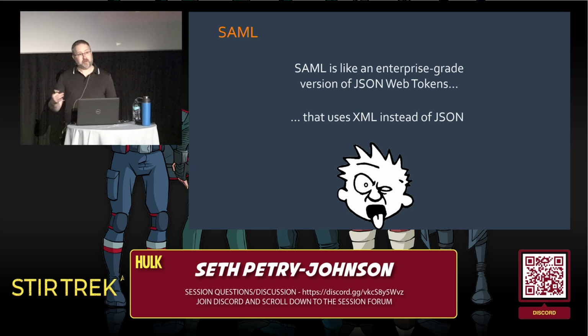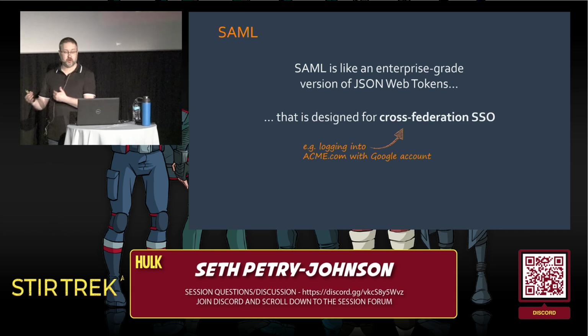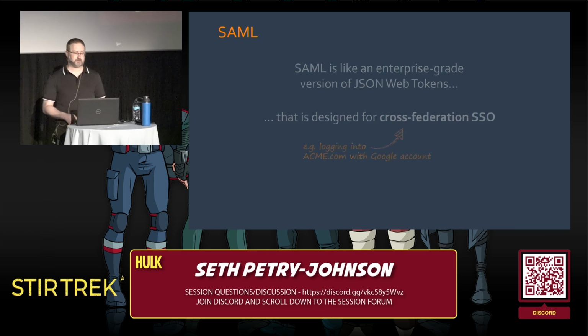In fact, the primary difference between them isn't that one uses JSON and one uses XML. It's that web tokens work best for single sign-on between systems owned by the same organization, while SAML is designed for cross-federation single sign-on. In other words, it provides a way for a company like Google to provide authentication and identity services to wholly unrelated third-party websites. Now, technically, it is possible to do cross-federation SSO with web tokens, but it requires adding a bunch of extra stuff into the mix. SAML was designed for that as a first-class use case.